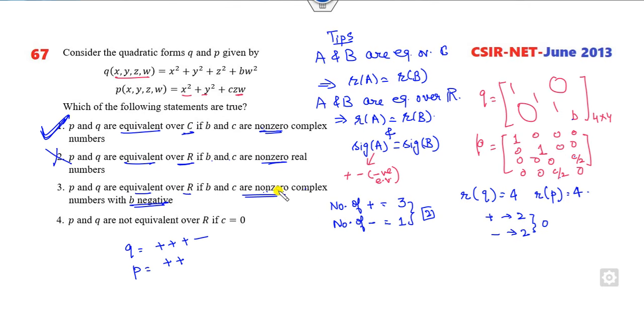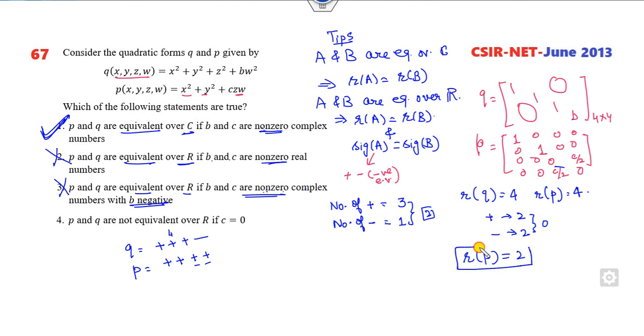C is any non-zero. So if both are positive, then what will happen? B and C are non-zero, but B is negative. If C is positive, then the eigenvalues are positive. So you can see it's a 4, it's a 1, it will not be equal. But if C is negative, it means 2 are negative, then again it will not be equal. P and Q are not equivalent over R if C is equal to 0. If C is 0, then what is the rank of the P?